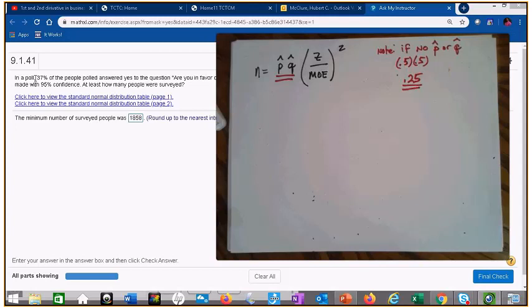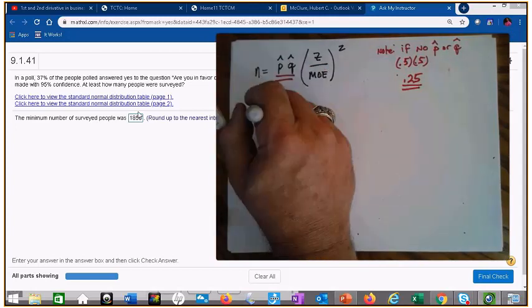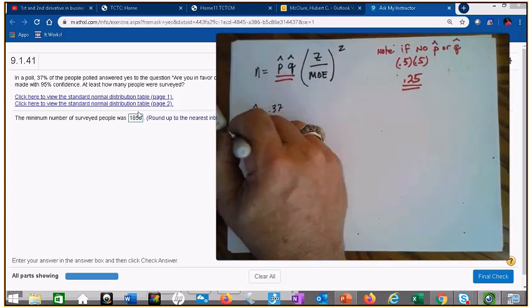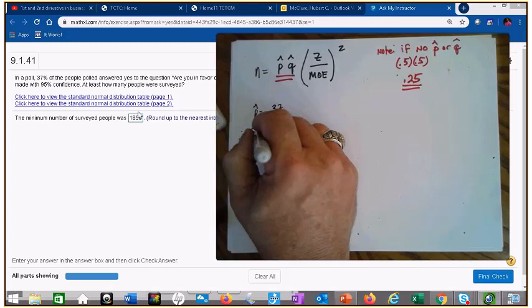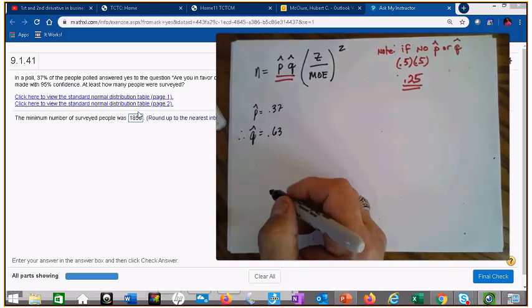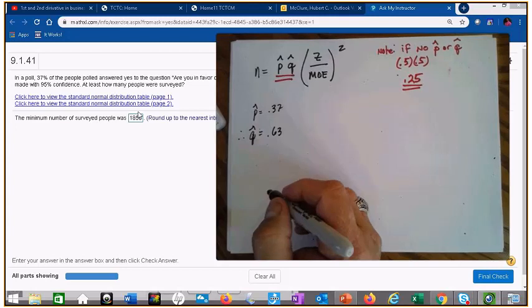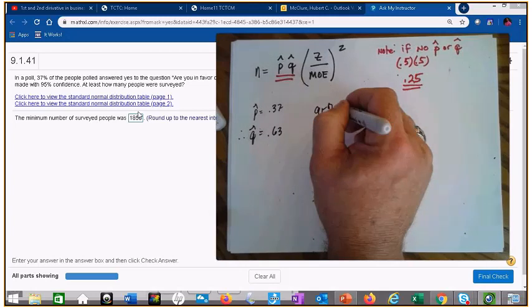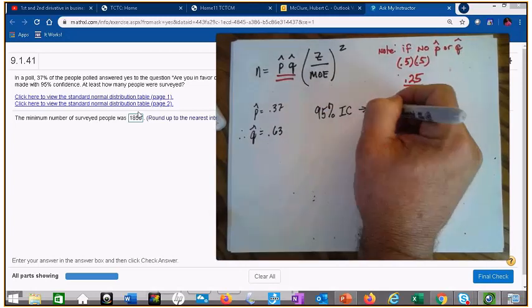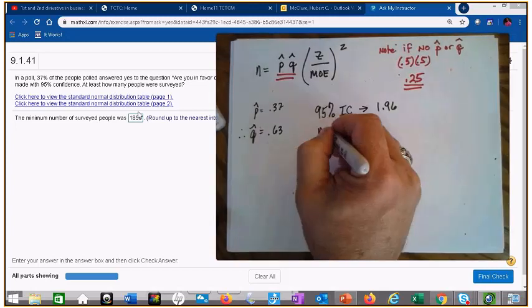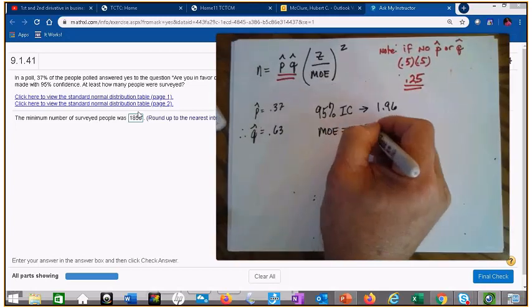All right, now, let's see what it says. We got P hat, so let's write that down. We always write down P hat. P hat is equal to 0.37. Therefore, Q hat is equal to what? 0.63. What kind of 95% confidence level? Your index card, 95% index card says 1.96. And the margin of error is equal to 0.03. Plug and chug.